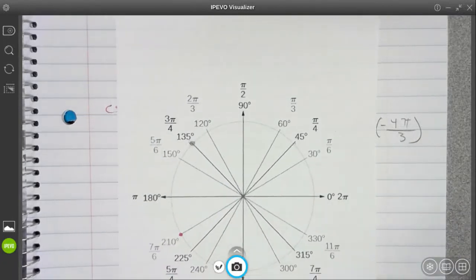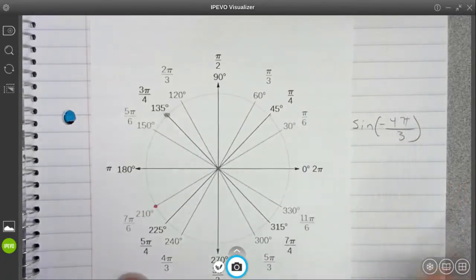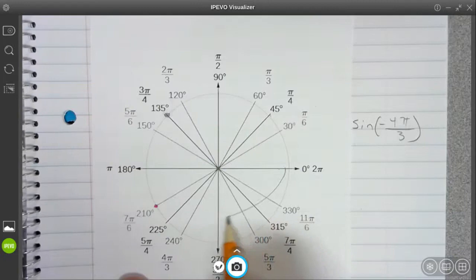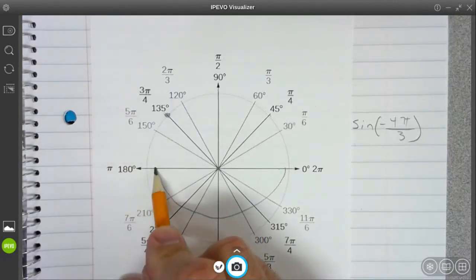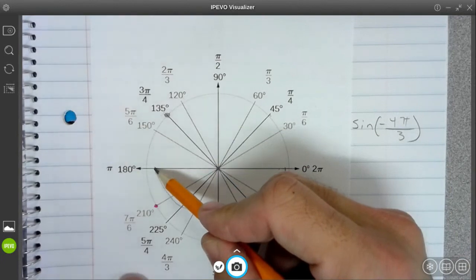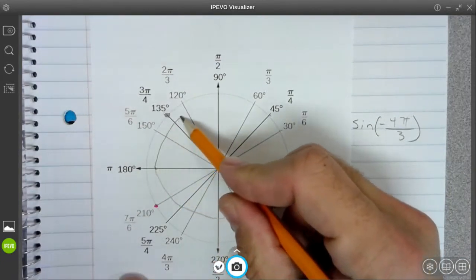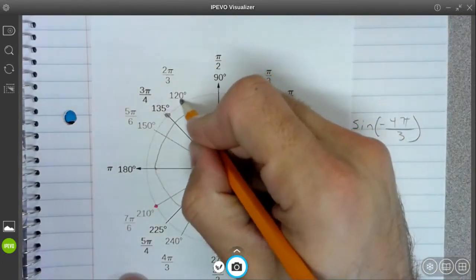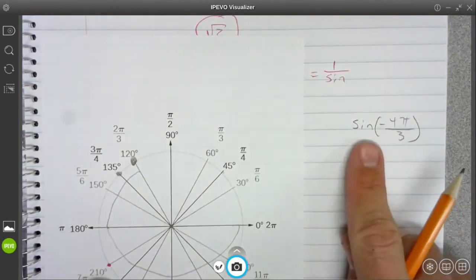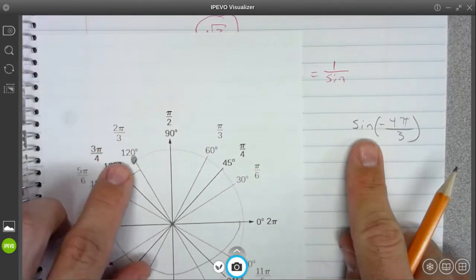The other way to think about negative 4 pi over 3 is just go clockwise. This is a full pi, that's a 3 pi over 3. And then you want to go one more pi over 3, which is like 60 degrees. You wind up in the same spot. Nice. So we're talking about sine of 2 pi over 3.